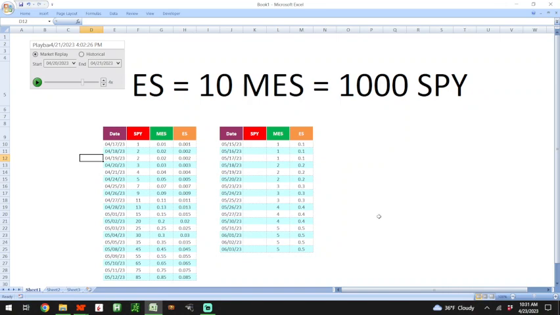So anyway, let's talk about scaling and why it is important, or size scaling. As you might know, ES is 10 micro ES and 1,000 SPY. Right now, 1,000 SPY is something like $412,000 at the moment. So that's quite a lot.